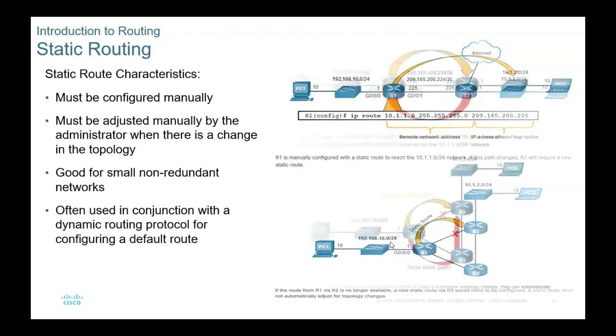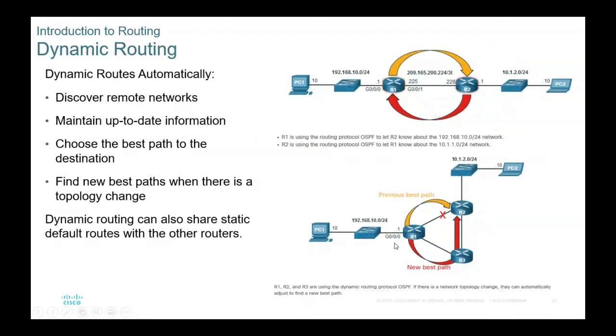Okay, whereas if you use dynamic routing, it automatically discovers remote networks because the routers learn from each other. They automatically update the information if something changes. So in this case, router 1 tells router 2 about the network it's connected to. Router 2 tells router 1. No problem, simple network, works there.